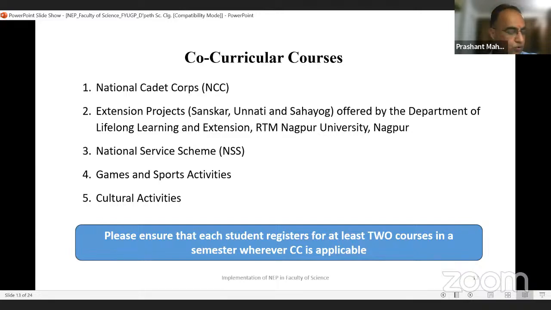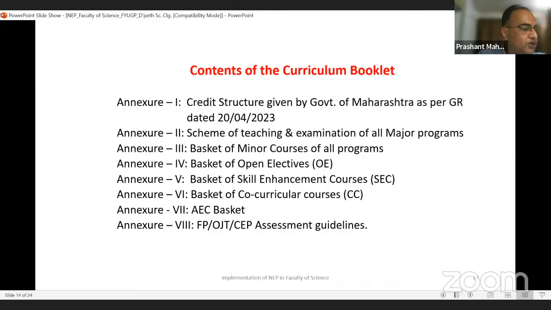Then we come to co-curricular courses. About the co-curricular courses, yesterday enough elaboration has been made. See, the co-curricular courses are worth 8 credits, I suppose. Co-curricular courses are worth 8 credits. So a lot of importance is given to the co-curricular courses. I will just check what are the credits for the co-curricular courses.